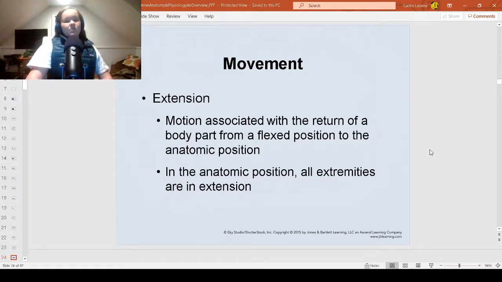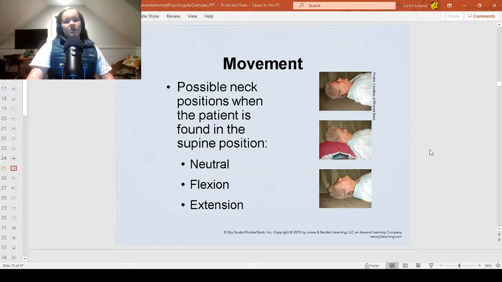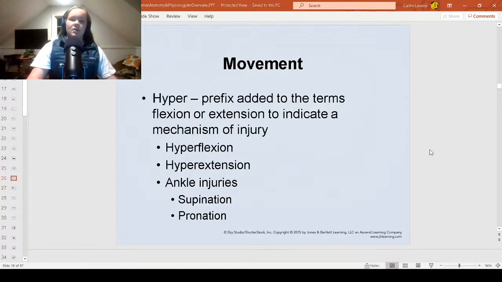Extension is motion associated with the return of a body part from a flexed position to an anatomic position. In the anatomic position, all extremities are in extension. In movement, possible neck positions when the patient is found in the supine position are neutral, flexion, and extension. Usually when you are sleeping, the majority of the time your head will be in a flexed position.